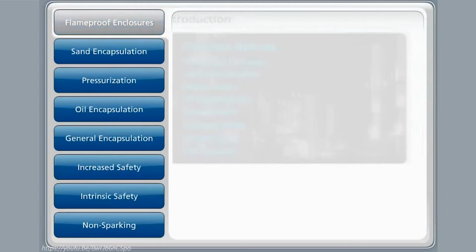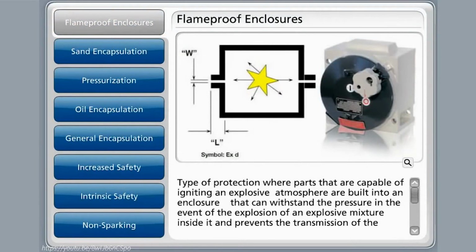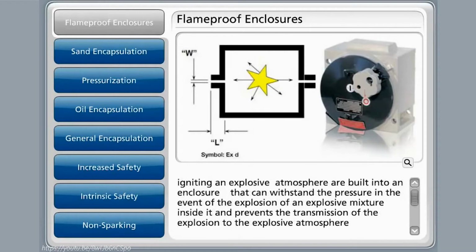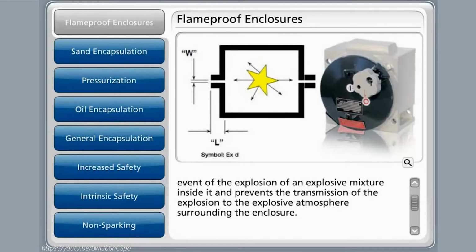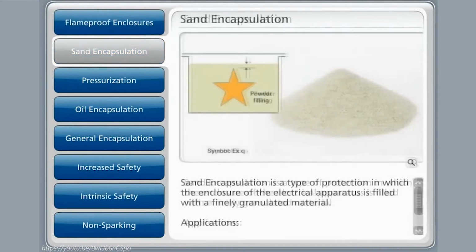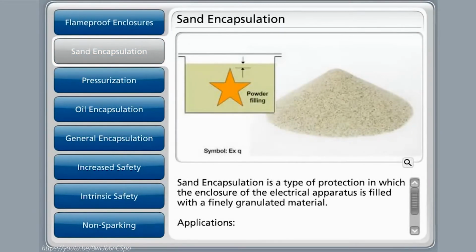The flameproof method is a type of protection where devices that are capable of igniting an explosive atmosphere are built inside an enclosure. This protective method prevents the transmission of the explosion to the external atmosphere surrounding the enclosure. This method of protection would be suitable for applications on power-operated equipment, switchgear, motors, and any equipment that produces an ignition source during normal operation.